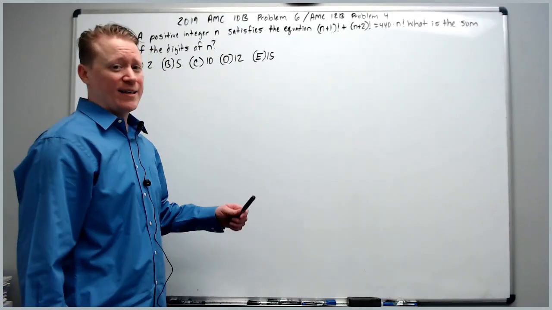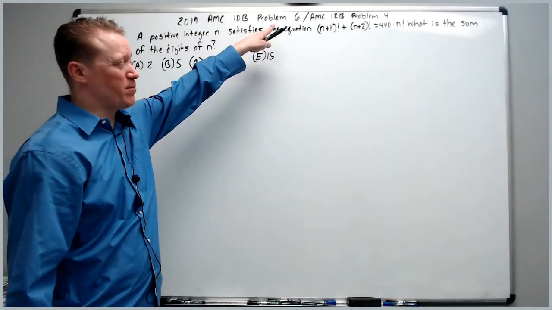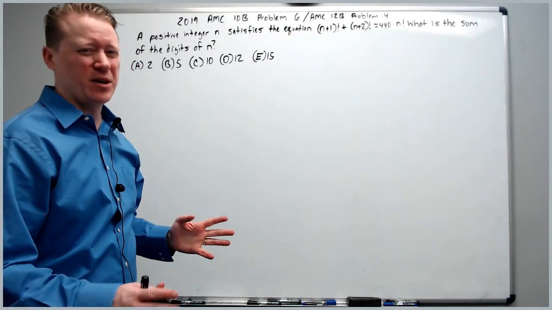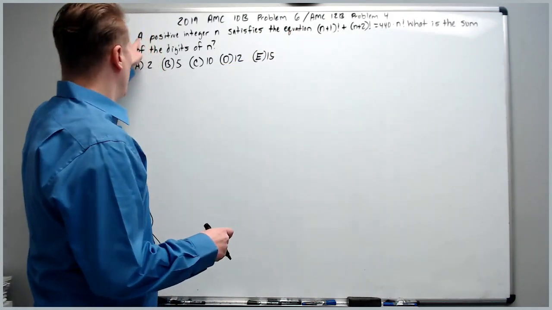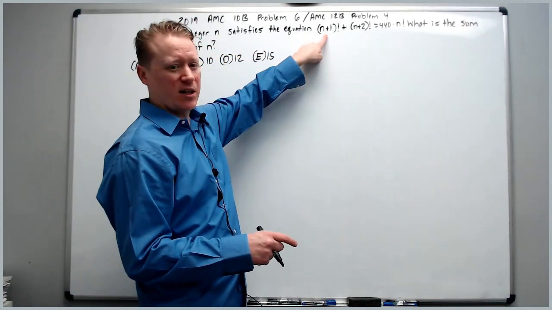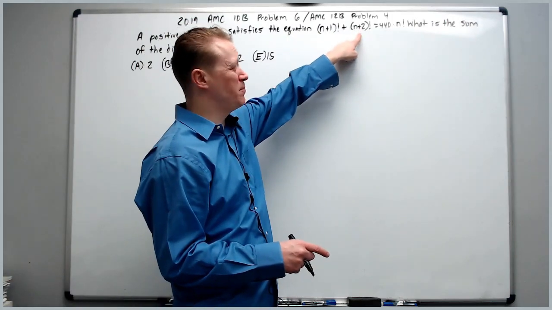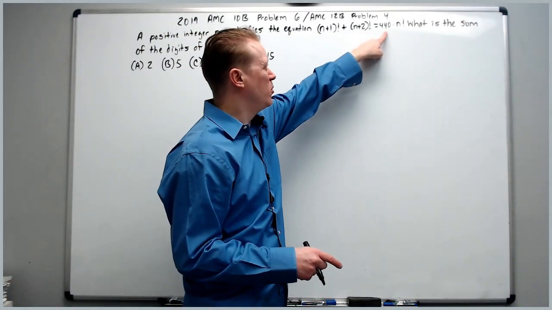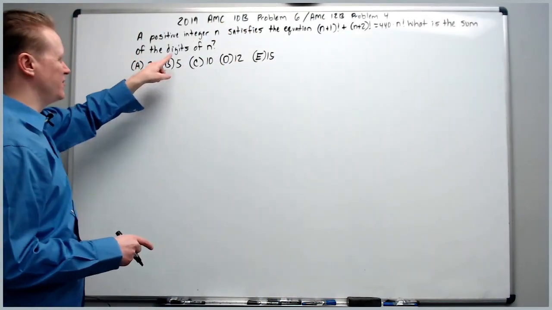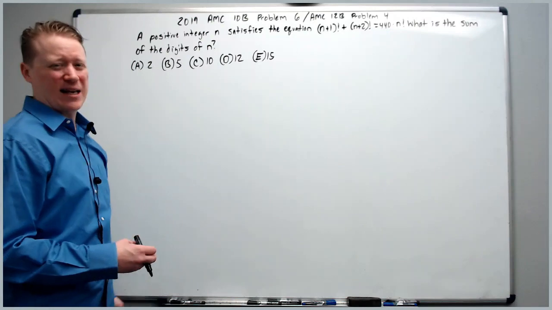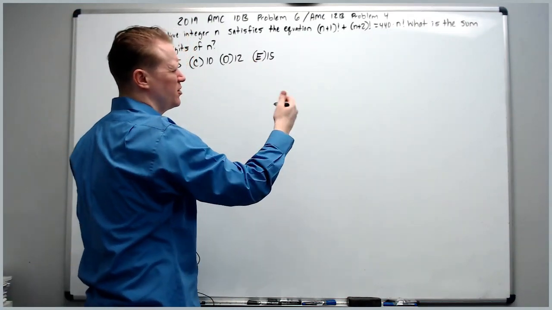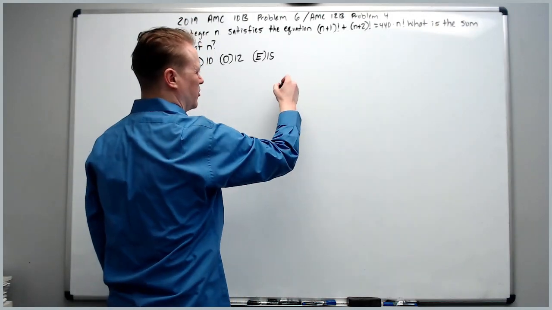Okay, this is the 2019 AMC 10B problem number 6, which was also the 12B problem 4, doing these problems by request. A positive integer n satisfies the equation (n+1)! + (n+2)! = 440 times n!. What is the sum of the digits of n? So we can't use the answers to our benefit. We're just going to proceed to try to solve. You should have some practice working with factorials.